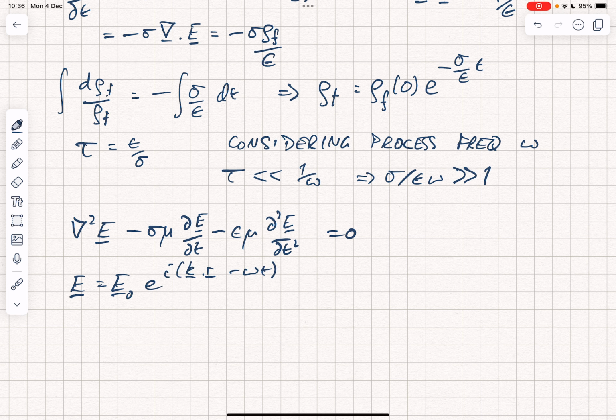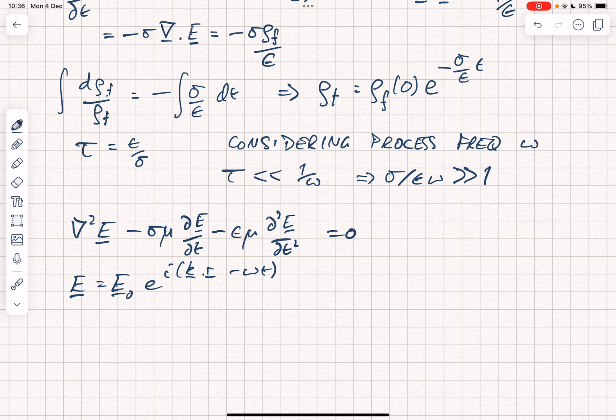We get minus k squared, that comes from the del squared E. We get plus i omega sigma mu plus omega squared mu epsilon equals 0. So del squared E gives us the minus k squared, because when we differentiate the plane wave twice we get down a k squared and we get an i squared, which is the minus sign.